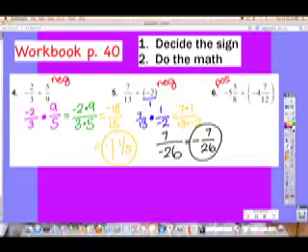Okay, number 6. If you're changing to an improper fraction, guys, do you deal with the negatives? No, pretend they're not there. Change to improper fractions and then go. Okay, I'm going to pause the recording and give you time to do this one. Go, go, go.